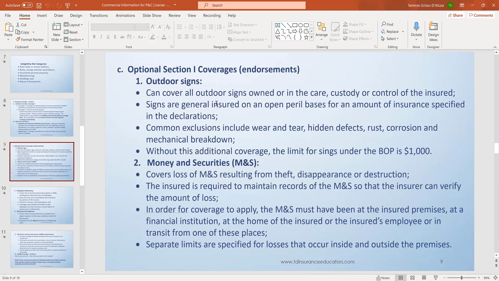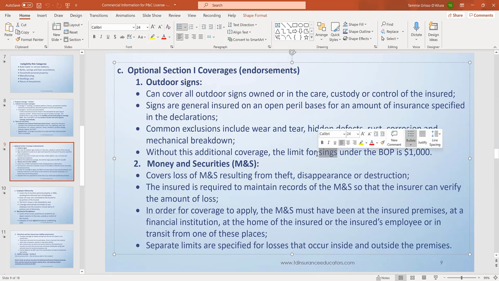Okay, moving on, you do have some optional coverages, which are endorsements that you can put on these BOPs. If you have a client that has signs, even if they're a tenant, they may have what is called care, custody, and control of their signs. Signs are usually on an open peril basis, which means they cover everything that's not excluded. There are some exclusions like wear and tear, hidden defects, rust and corrosion, and mechanical breakdown. But basically, think of your perils as a fire, or it gets vandalized, or an auto runs into it. Now, the limit for signs is $1,000 automatically. If you need more than $1,000, then you can add on this coverage.